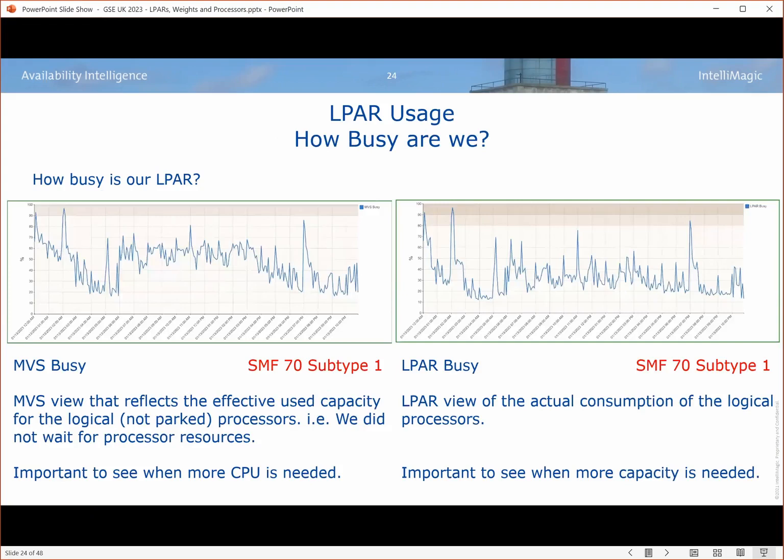So how busy are we? What we'd like to look at is MVS busy on the left and LPAR busy, both sourced from the SMF 70 subtype 1. The MVS busy shows us basically how much CPU we need for that logical partition from the MVS view. The LPAR busy is telling us the actual consumption of the logical processors, i.e., do we have enough capacity from the definition from the KEK view? That's how I view these two charts.